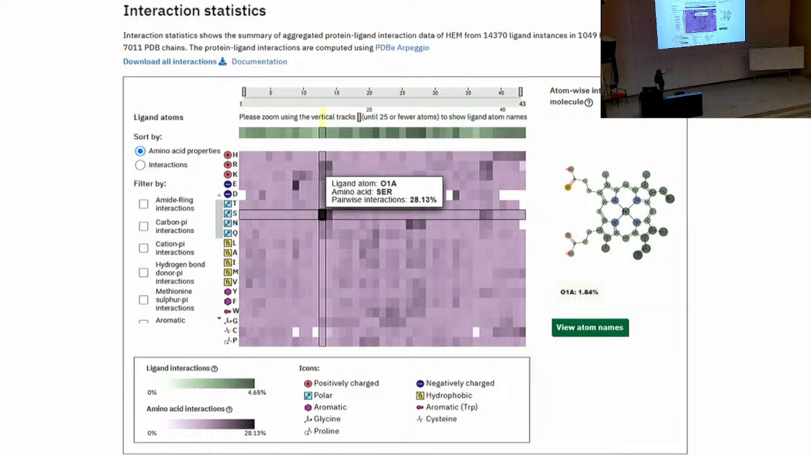But heme is almost everywhere. Still, it was quite interesting that one of those oxygens is actually interacting quite often with serine. Or, as you can see, it's interacting, of course, with arginine and lysine, which makes sense because it's a carboxylic acid, so it wants to interact with something positively charged. But the serine was quite surprising to me.